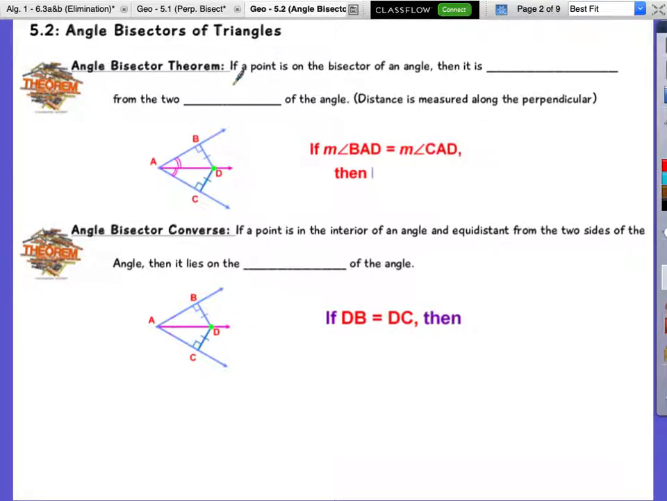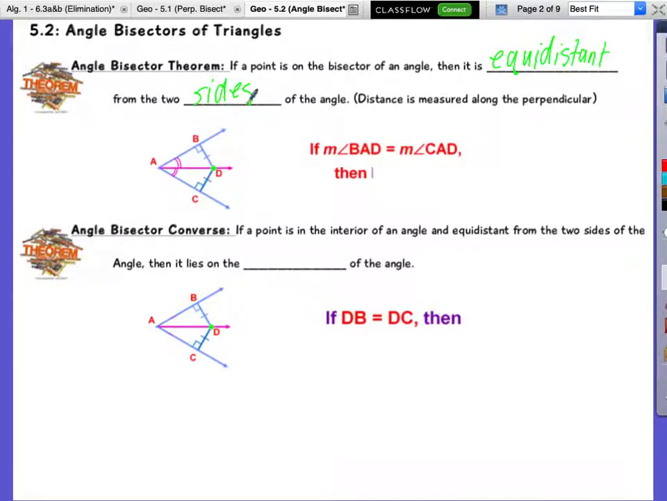So 5.1 talked about perpendicular bisectors of triangles and circumcenters. In 5.2, we're going to be talking about angle bisectors of triangles. So instead of bisecting the side, we're going to be bisecting the angles. So if a point is on the bisector of an angle, then it is equidistant. We know what that word means now. Equidistant from the two sides of the angle.